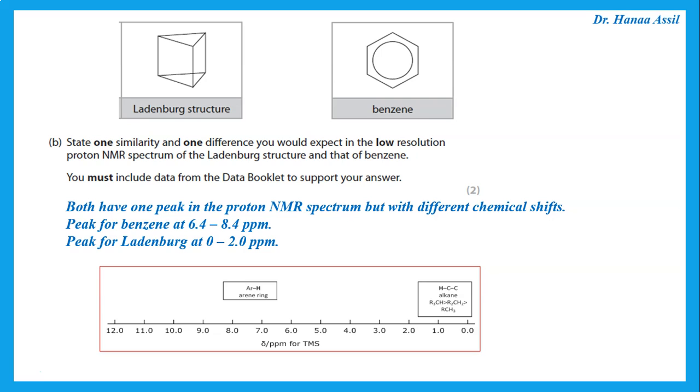So from the data booklet, you will have this from your data booklet, that the Ladenburg is a proton attached to carbon, so that would have chemical shifts at about 0 to 2 ppm, while the one in benzene, this is the one that has an arene ring or aromatic ring with a hydrogen on it, and in this case the chemical shift is about 6.4 to 8.4.